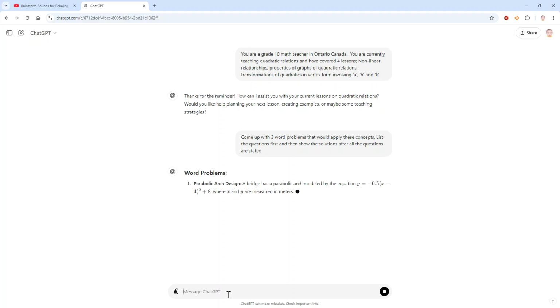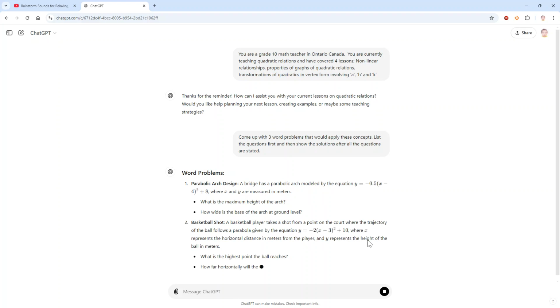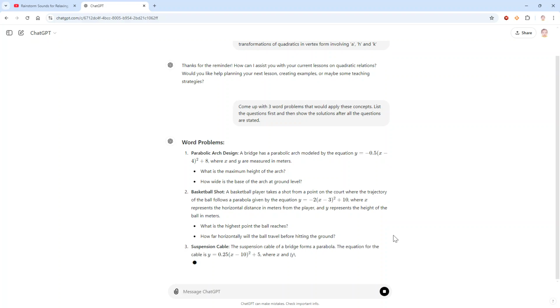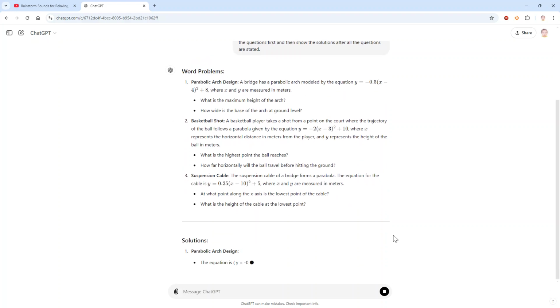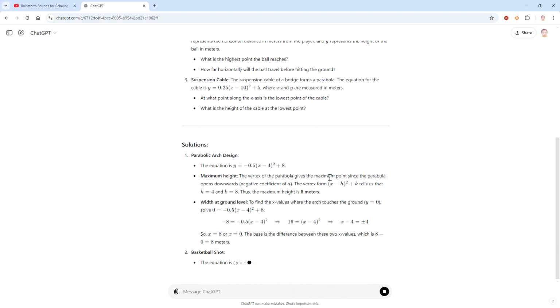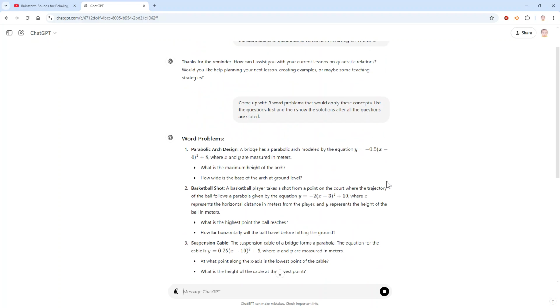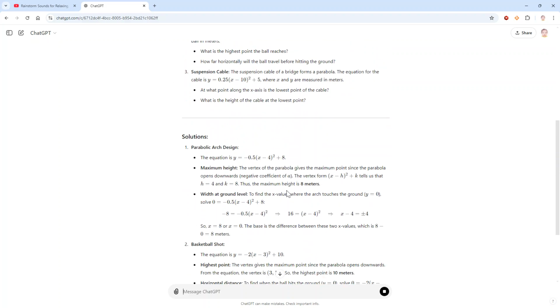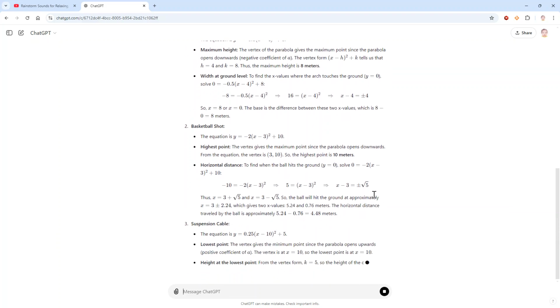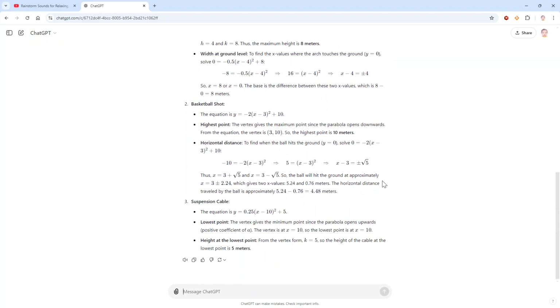So there's one all about parabolic arch design. That makes sense. A basketball shot, so another parabola. So all these questions are going to be related to parabolas, of course. And they're giving you basically word problems and some ways to approach them and various parts to them. And down below, we can actually see the solution that it's typing out. This is fantastic. So what I would do if I were you is attempt these questions, and then once you're done, come down and see what the actual worked out solution is for yourself. So you can see whether you're on the right track, whether you need some help.